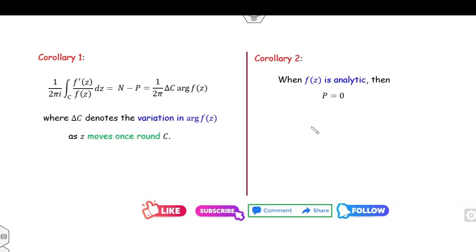Second corollary: whenever the function is analytic, then we all know there is no pole. Whenever a function is analytic, there is no pole. That means p will be 0. Once p is 0, then this equation becomes 1 over 2 pi iota times the integral of f dash over f, and so on.